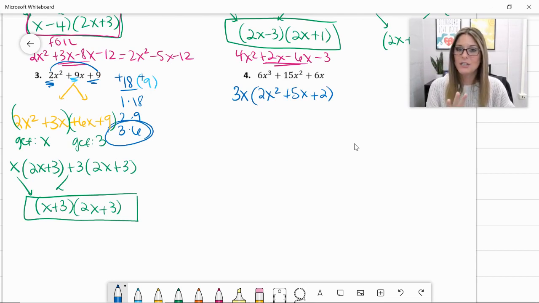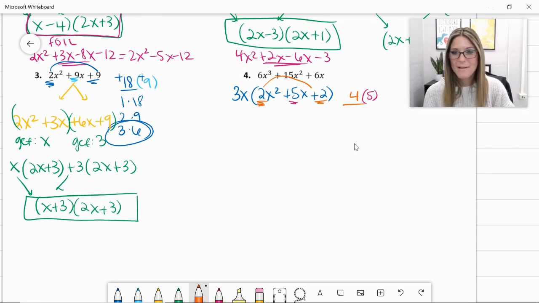So now we're going to continue. Again, don't lose 3x, don't lose him, but we're going to factor the remaining trinomial. We still have a leading coefficient of 2, so I'm going to do 2 times 2 makes 4, and I want to find the factors of 4 that add up to a 5. So what factors of 4 do we have? 1 times 4 and 2 times 2. Which one do you think will add up to a 5? 1 and 4. Yes?